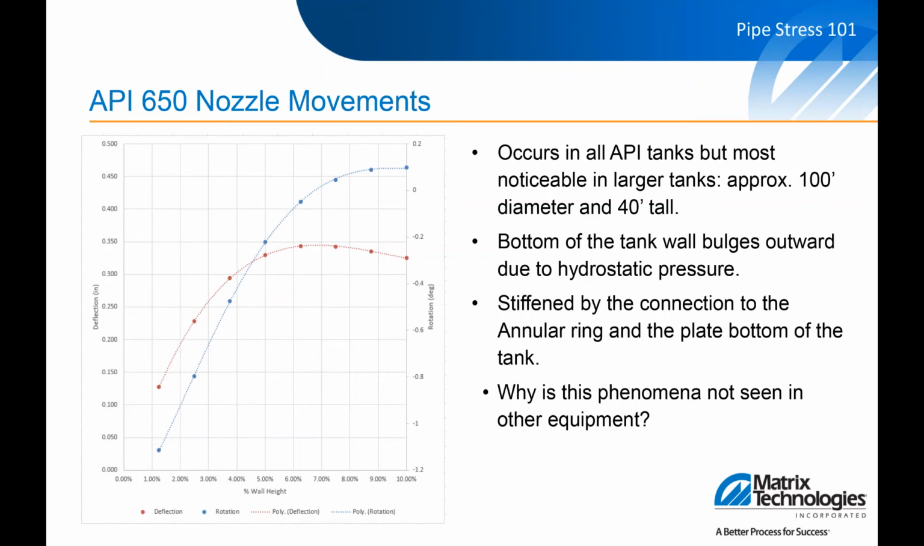As just in the API 650, the scale is such that you can see it in some cases. Sometimes you can't with the smaller tanks, but when you've got all the piping attached and everything gets heated up, you can definitely tell that difference. So that's one of the things we look out for.